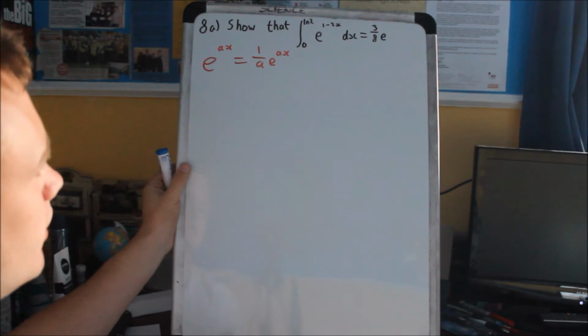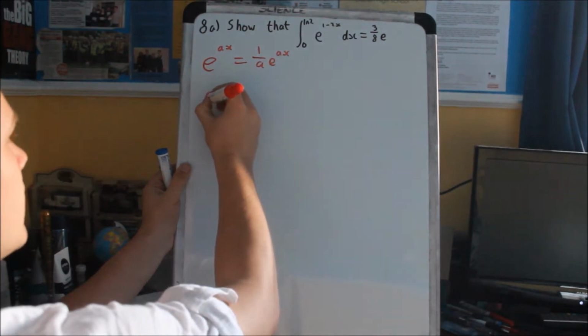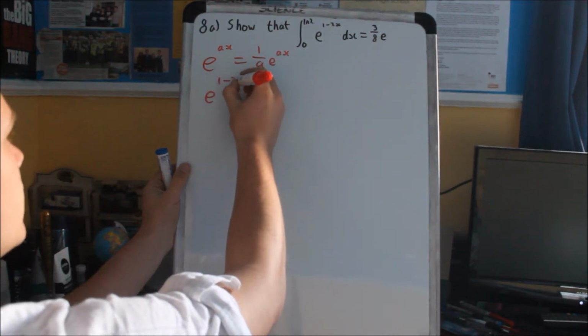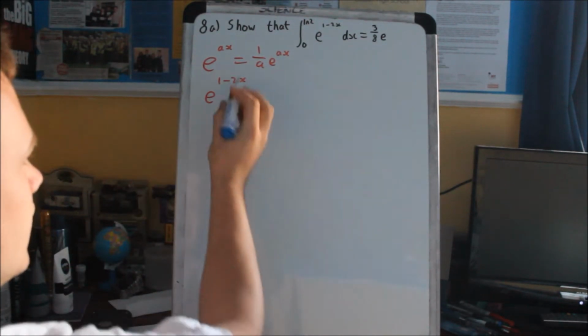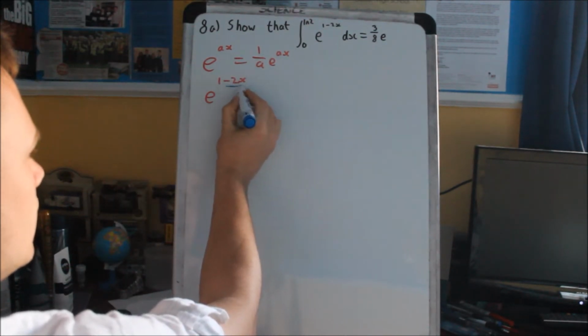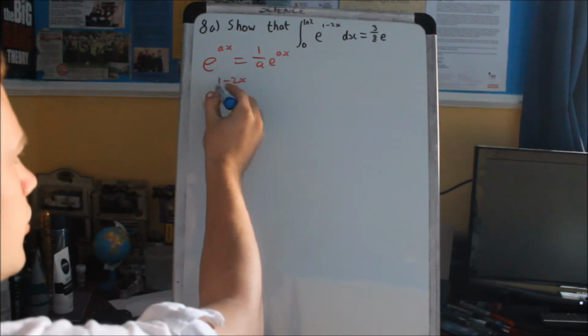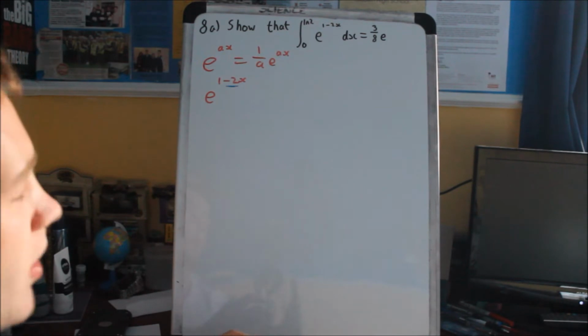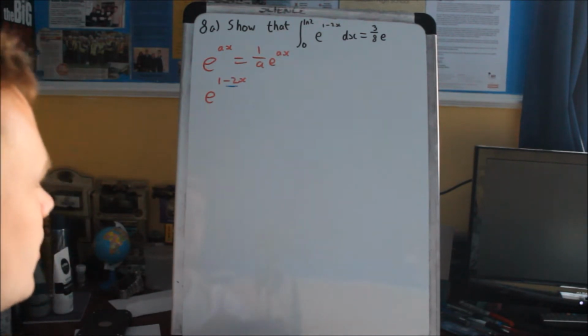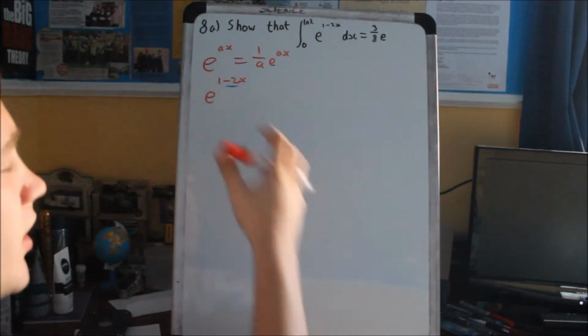Now, if what we have is e to the 1 minus 2x, the only thing in front of an x here is this minus 2. And we actually sort of ignore this 1. We ignore the 1 entirely for this, and we just divide by minus 2. Some people divided by 1 minus 2.